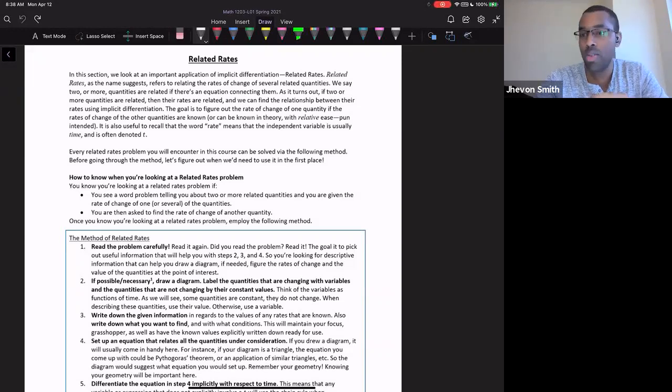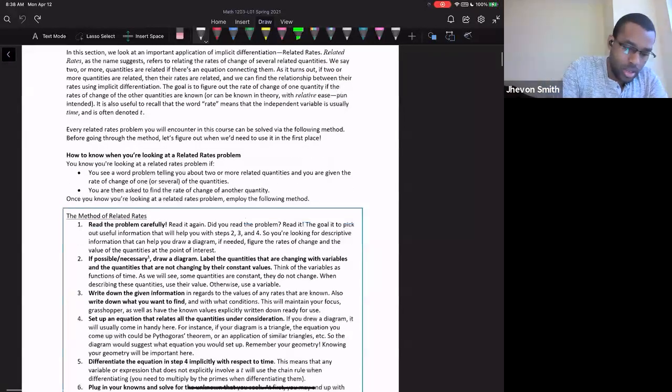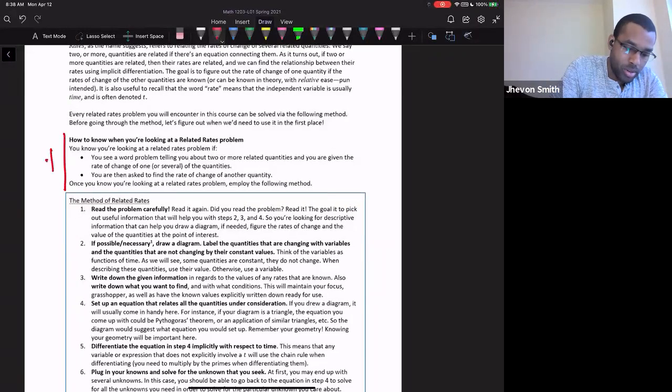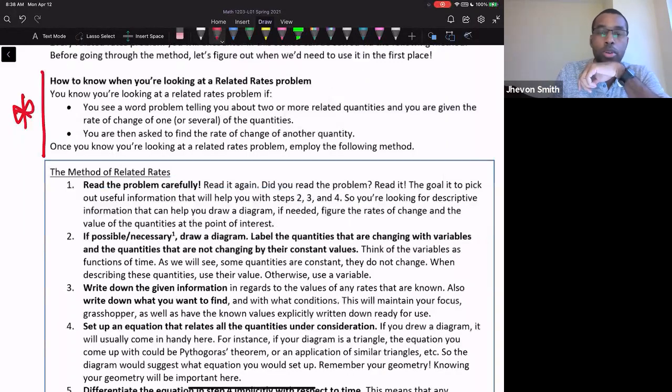And when it comes down to it, the thing that you really need to know is to recognize when you're reading a word problem, here or in life, if it ever comes up, what kind of problem it is. And that's here. So this part is very important. How do you know you're looking at a related rates problem?